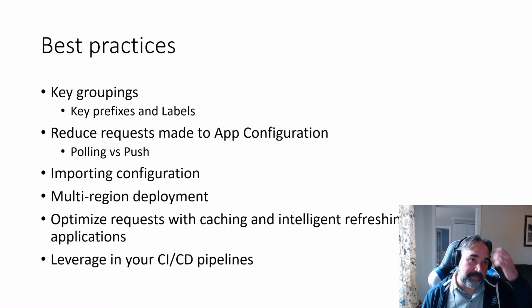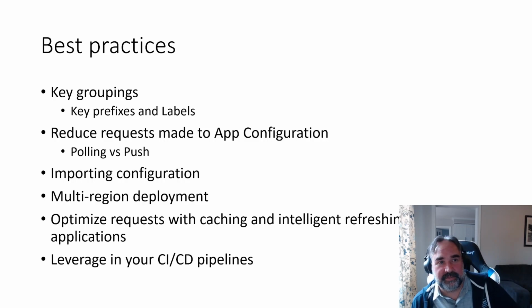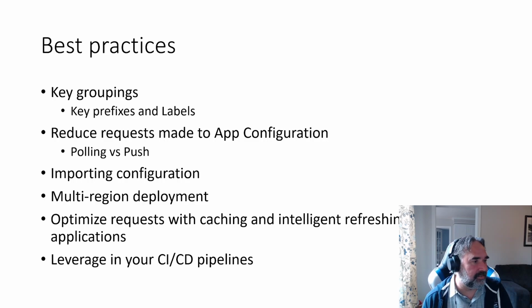Okay, so wrapping up my presentation now. Best practices: key grouping, so use prefixes and labels. You want to reduce your requests made to app config, so polling versus push. You want to have those configs pushed down rather than constantly polling for them. You can also import your configuration. I didn't show that, but I'll quickly jump back to the portal. I've got a minute left, and I can show you that.